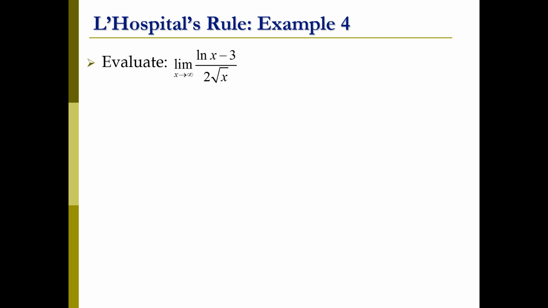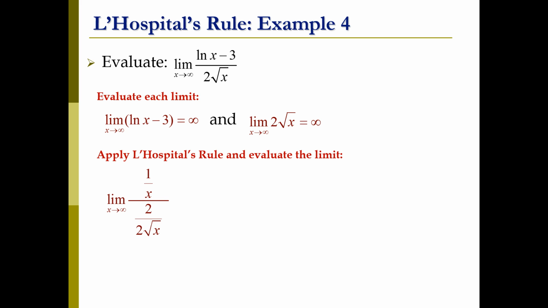Let's try another one. Let's evaluate the limit as x approaches infinity of ln of x minus 3 over 2 radical x. If we apply the limit as x approaches infinity to the numerator, we get infinity. If we apply the limit as x approaches infinity to the denominator, we also get infinity.